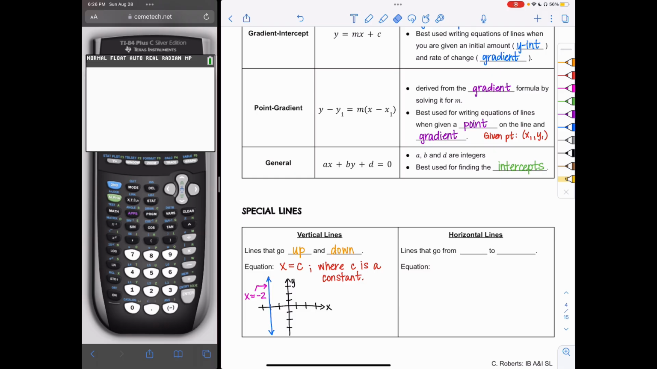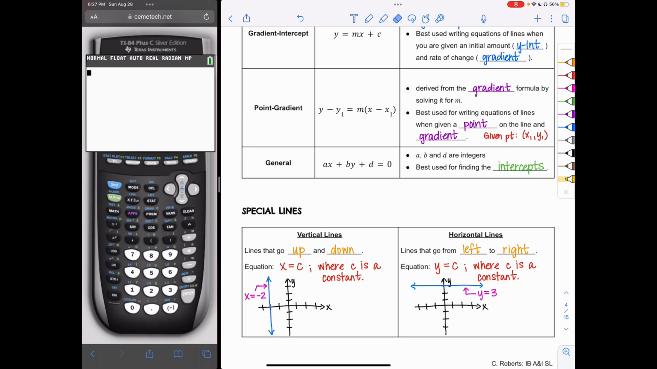Horizontal lines go from left to right. The equation of a horizontal line is written in the form of y is equal to c, where c is a constant. An example of a horizontal line is given here. If you look at this blue line, you will see that no matter where you plot your points on that blue line, the only thing that changes is the x value. Those points on that blue line will all have the same y value. So because of this, I can say that the equation of this horizontal line is y is equal to 3.